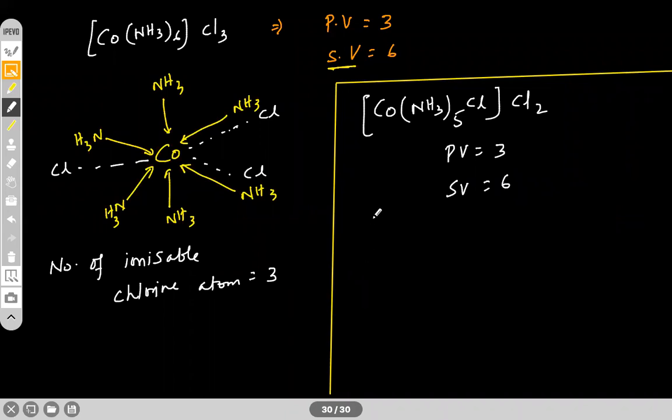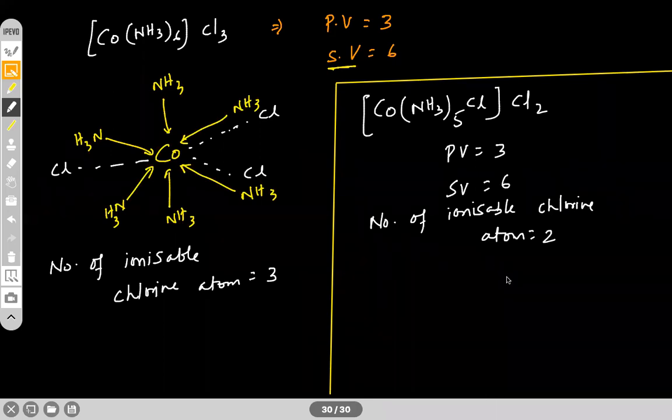And the number of ionizable chlorine atoms is what? Tell me guys, number of ionizable chlorine atoms? 2. The ion which is performing dual behavior is not ionizable because it is inside the square bracket. We cannot ionize the chlorine atom which is present inside the square bracket. The number of ionizable chlorine atoms is 2. Did you get it?